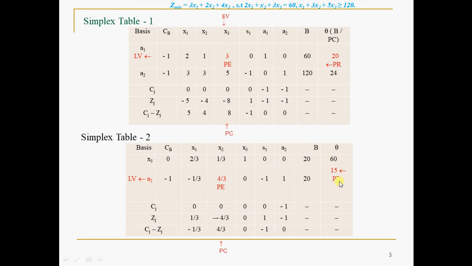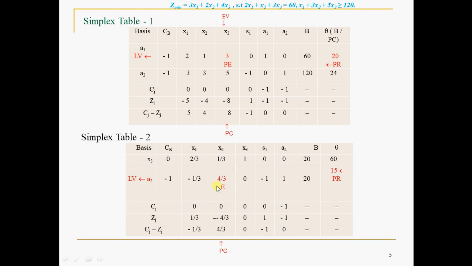No, hence this becomes the PR. So now we have identified PC. PC is always corresponding to the highest positive value of Cj minus Zj. PR corresponds to the least positive value of theta. Fine. Now the intersection element of these two, that is PC and PR, is called PE.